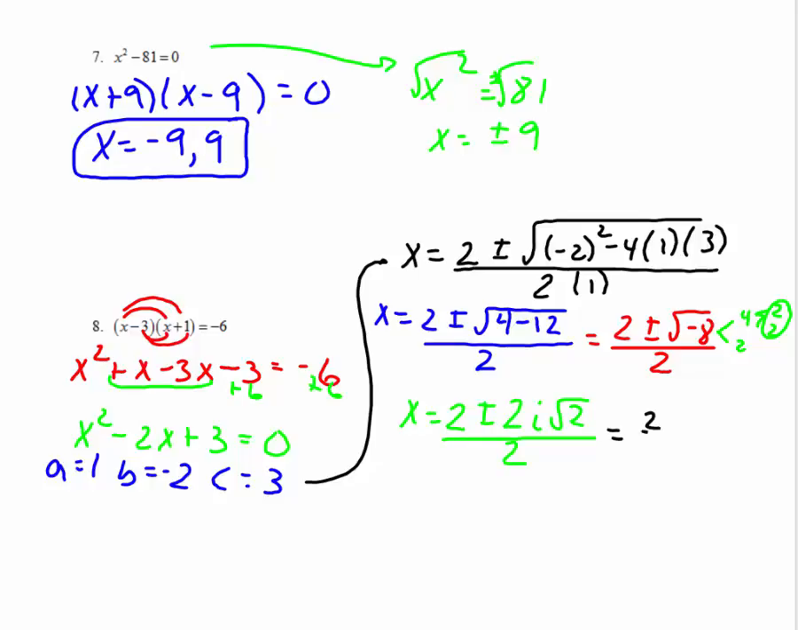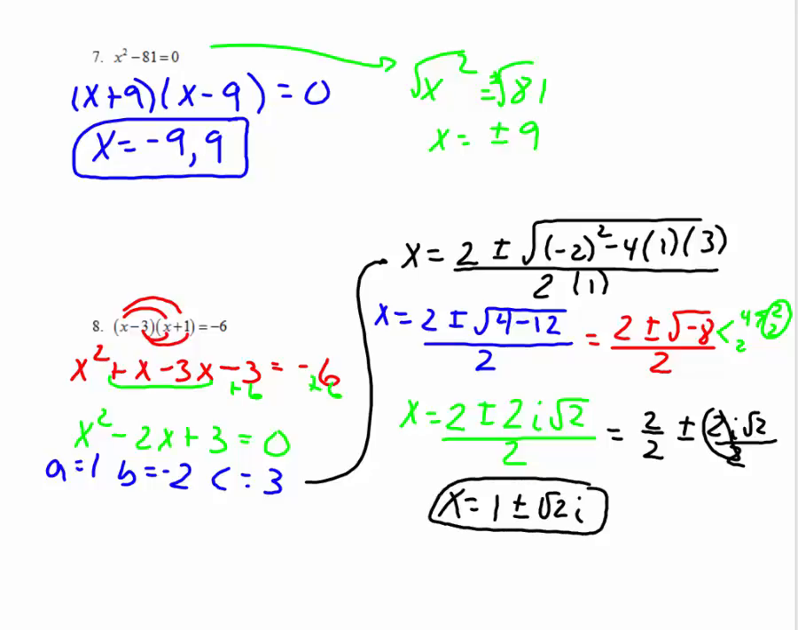Separating these, we get 2 over 2 plus or minus 2i square root of 2 over 2. So 2 divided by 2 is 1. It does not disappear. You have a 1. Plus or minus, again, 2 divided by 2 is 1. And so you're going to have square root of 2, and I'll put the i at the end. So my final answer is x equaling 1 plus or minus the square root of 2 i.